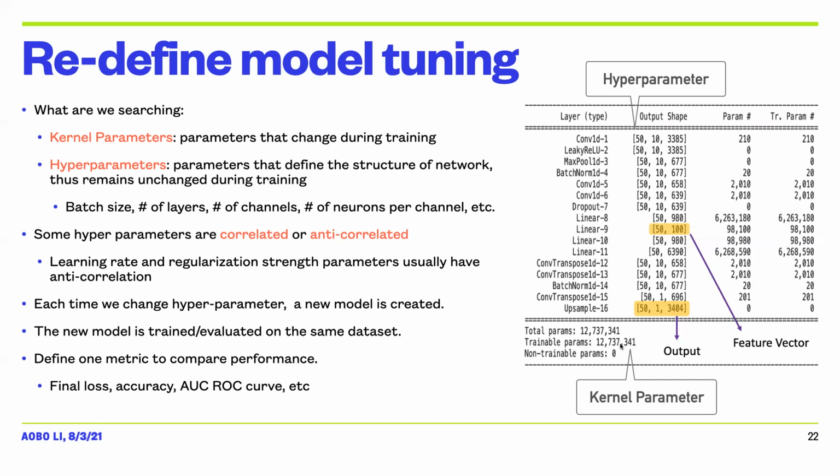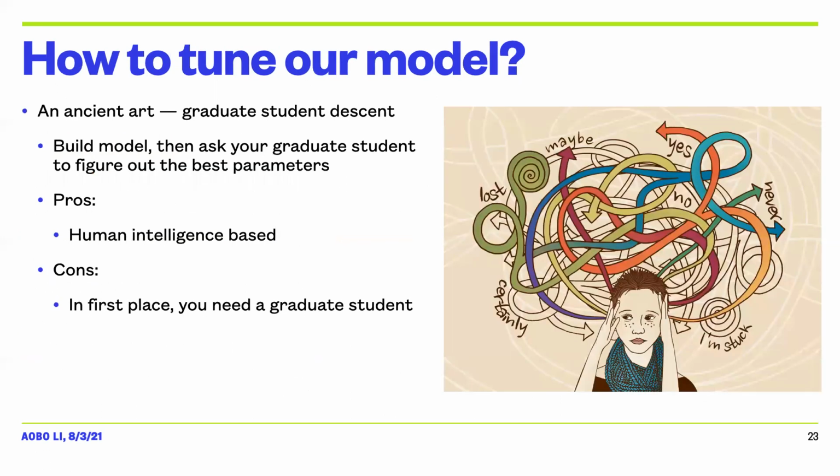Some hyperparameters are correlated or anti-correlated. For example, the learning rate and the regularization strength parameter, for example the dropout rate, usually have some kind of anti-correlation. Each time we change a hyperparameter, we are pretty much creating a new model. The new model is trained and evaluated on the same data set to perform the hyperparameter search. Lastly, we want one metric to compare the performance, for example, the final loss, the accuracy of the model, or the area under the ROC curve, etc.